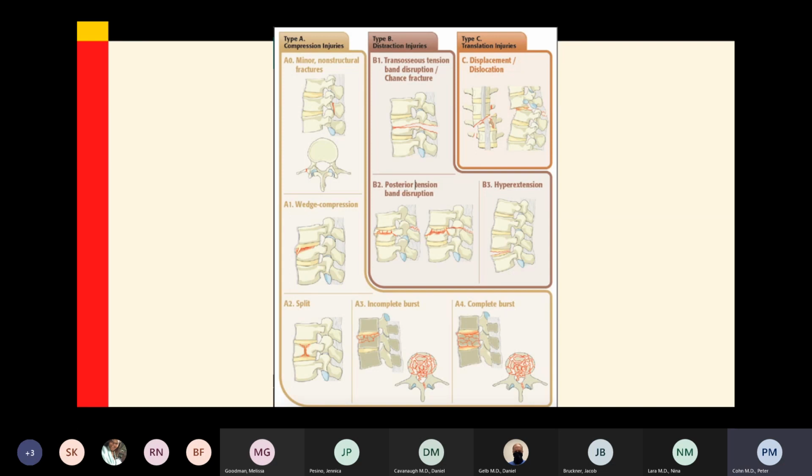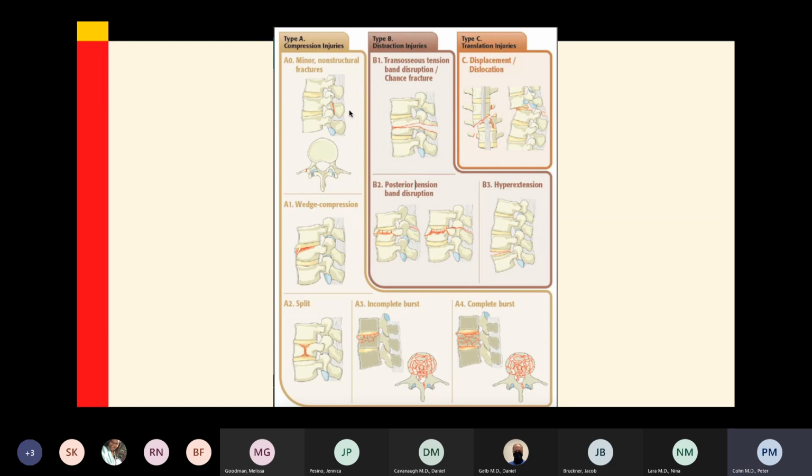So another classification system that we very commonly use at our institution, and it makes communication about these injuries more straightforward, is the AO classification, which really divides thoracolumbar spine injuries into 3 types. A-type fractures involve the anterior column, B-type fractures involve both columns, and C-type injuries are translational or dislocation type injuries. And then within these types, there are basically different levels of severity.